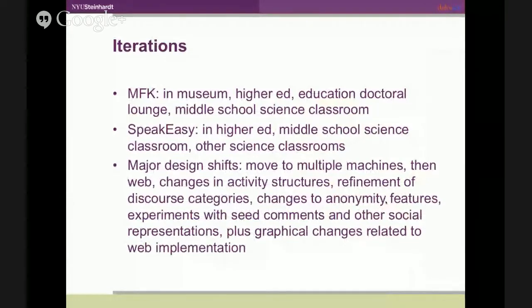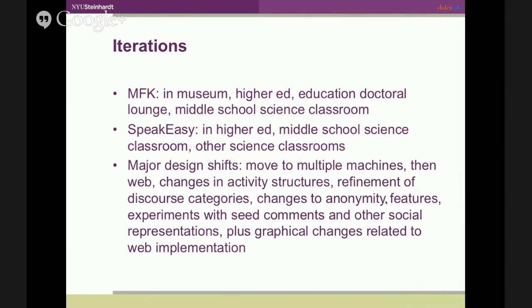So it's worth saying that these iterations took place in a variety of contexts and with a variety of learning goals. The MFK was piloted in a museum setting, in a higher ed setting, both as a part of a regular ongoing class and in an informal learning space, a mechanical engineering lab. It was used in an education doctoral student lounge. It was used in a middle school science classroom. SpeakEasy was used in more classrooms, in part because we were able to distribute it via the web.